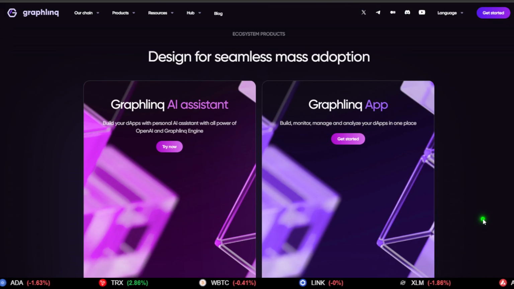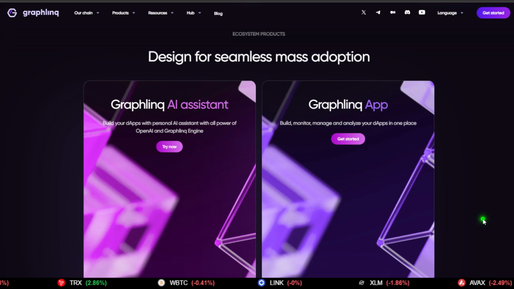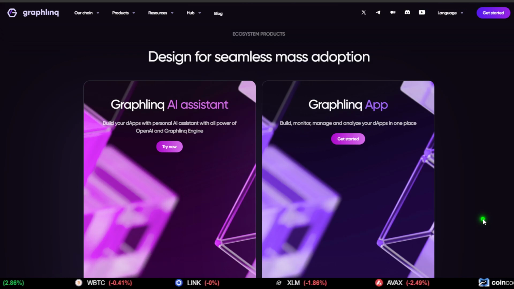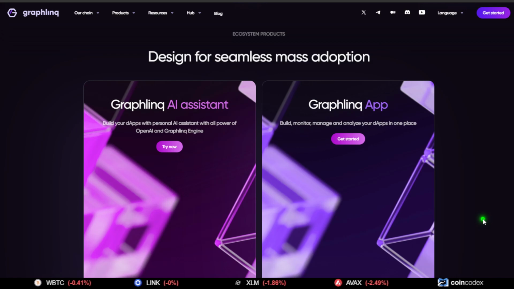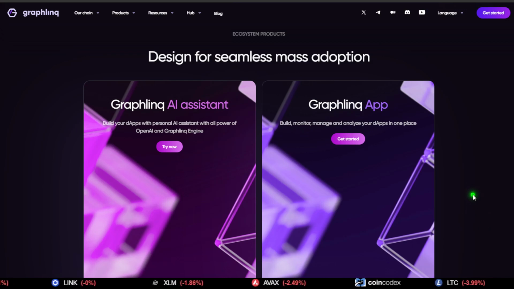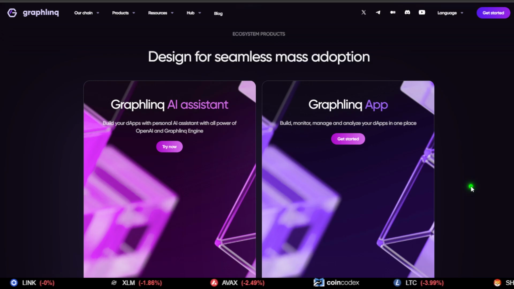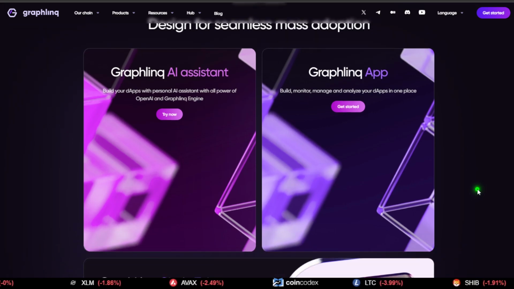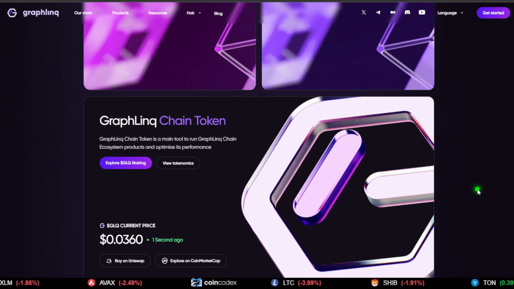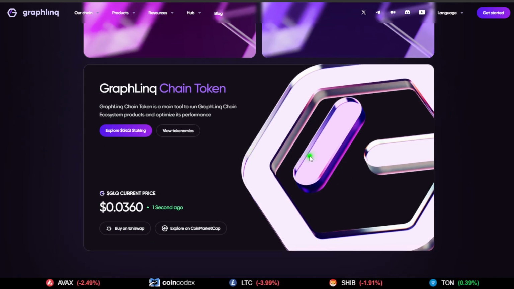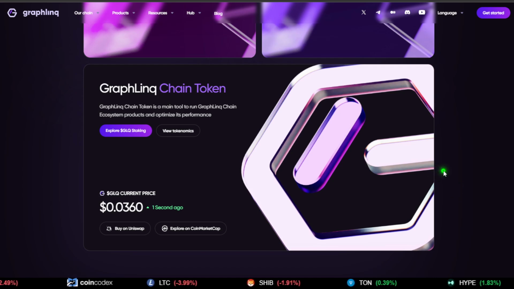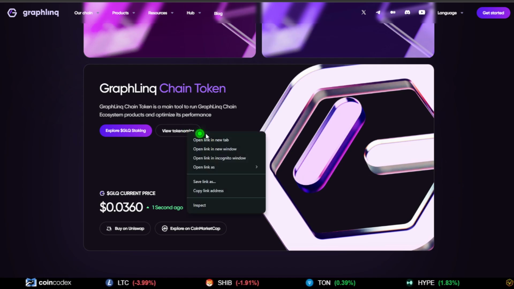Ecosystem products. So this is what they offer as products. Okay, so the GraphLinq AI assistant. So we got an AI assistant. I think that's self-explanatory for all of us: if you're looking to deploy or get involved in the ecosystem and create an application, you basically have an AI assistant to help you. You have the GraphLinq app: build, monitor, manage, and analyze your dApps in one place. I believe that this is the IDE itself. Okay, so if you know what an IDE is, it's an integrated development environment for developing applications. GraphLinq chain token. So this is where we get straight into the crypto side of things, in the sense that there is a token or a coin, and then there's tokenomics that I would like to make sure that I have this up.